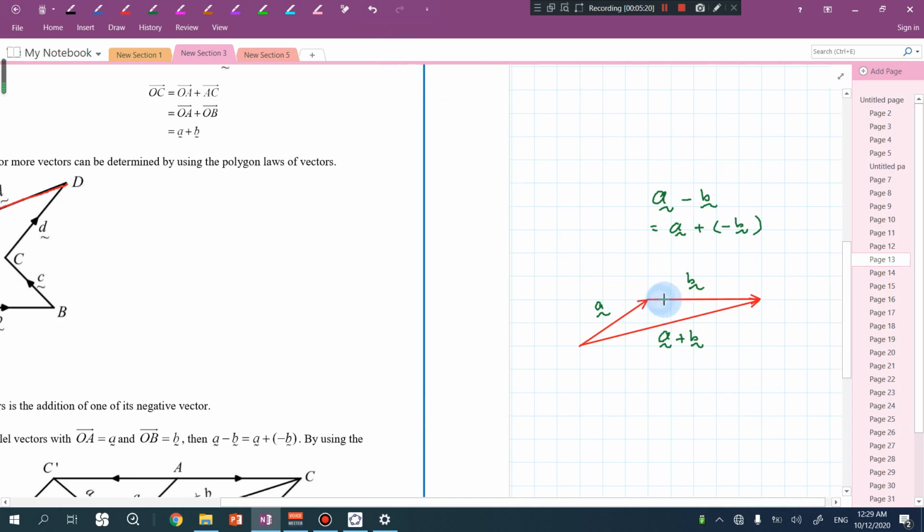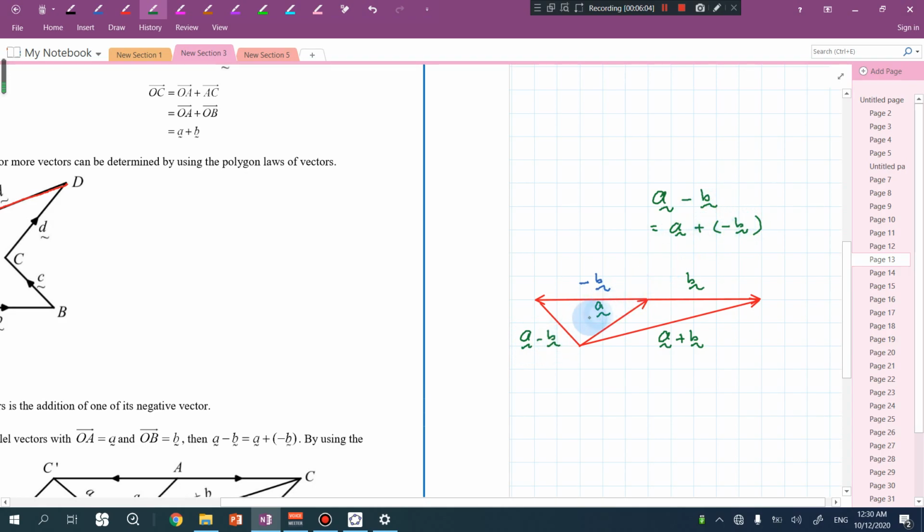From here go 1, 2, 3, 4, 5. Let me check again: 1, 2, 3, 4, 5. Five steps to your right. This is positive B. So negative B will be five steps to your left. From here, go here, 1, 2, 3, 4, 5. Now this is negative B. So A plus negative B will be here. A minus B is the same thing as A plus negative B.